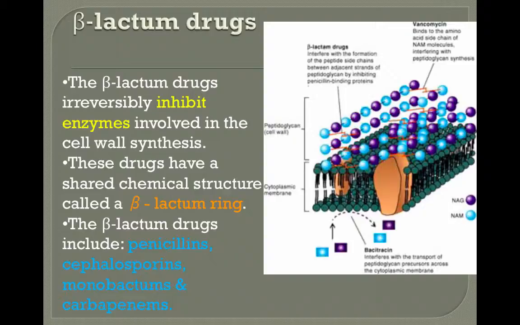The beta-lactam drugs irreversibly inhibit enzymes involved in cell wall synthesis. So these drugs have a shared chemical structure, and that's how they got their name. The beta-lactam drugs include penicillins, cephalosporins, monobactams, and carbapenems.